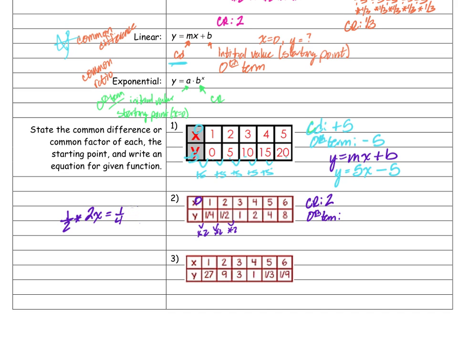Let me write that out neater. Multiply by 1/2. So the x's go away, and I get 1/8. So my 0th term is 1/8. Okay? And because it's a common ratio, we're going to use the formula y equals a times b to the x power. Okay, a is my 0th term, b is my common ratio.